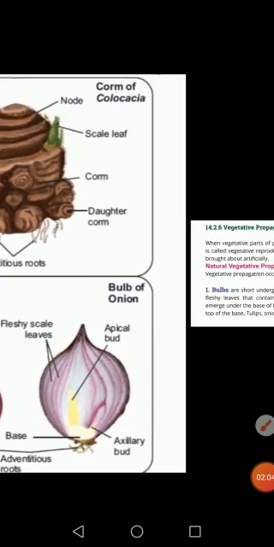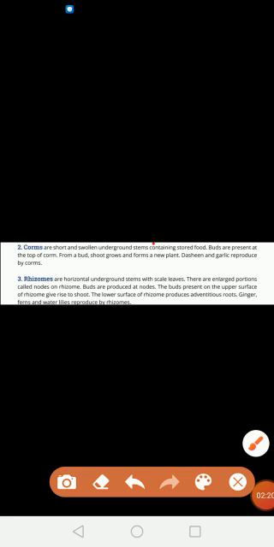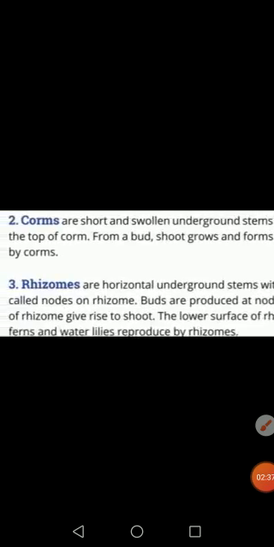There are some other plants like tulips, onions and lilies. They reproduce by this method. Now another method is the corm. These are also swollen underground stems, and they also contain stored food, and there are buds present on the top of the corms, and from these buds the shoot will emerge, and that's how different plants like dashin, garlic, they reproduce by this method.